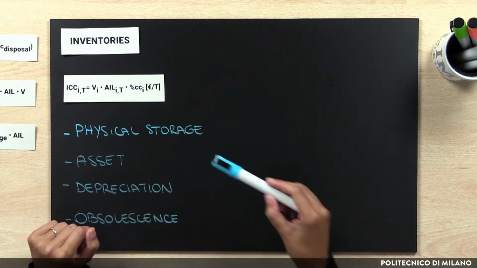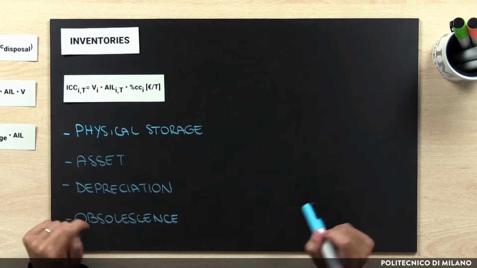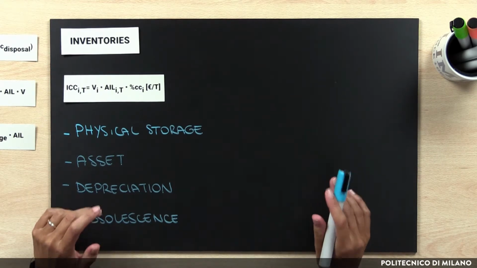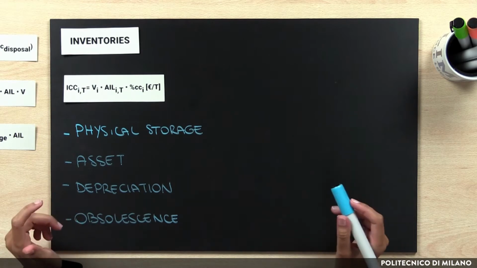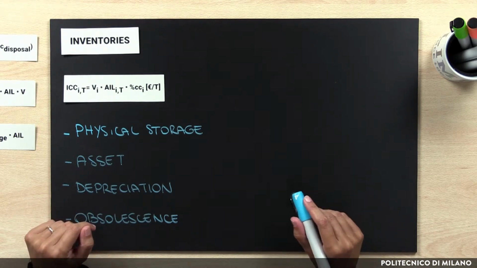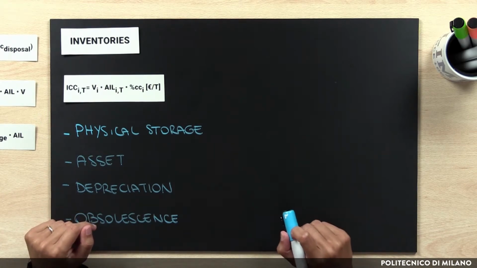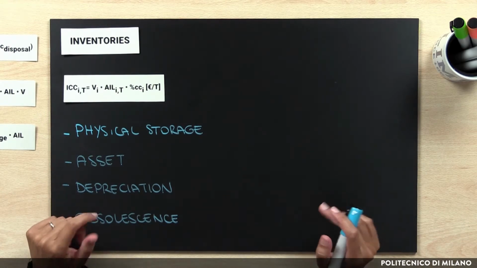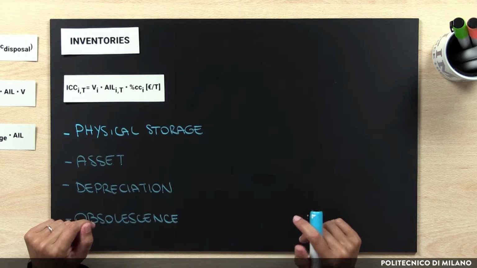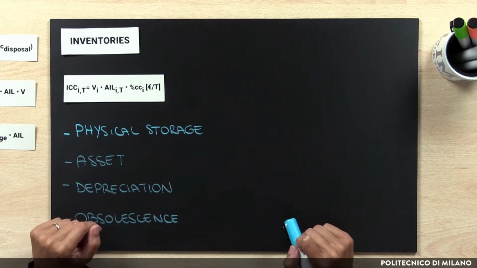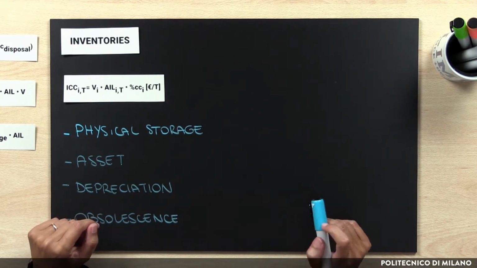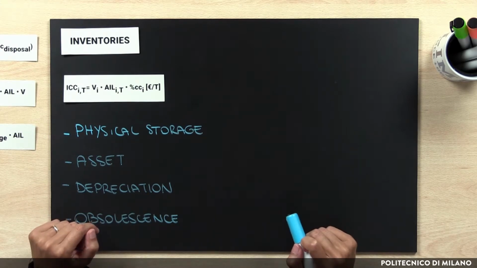The physical storage or warehousing costs include the costs related to space, insurance, for example fire and thefts, and management, for example controls, inventory accounting, and so on. Space and management costs are usually proportional to the amount of inventories in the warehouse, whereas the insurance costs depend on the value of the goods.